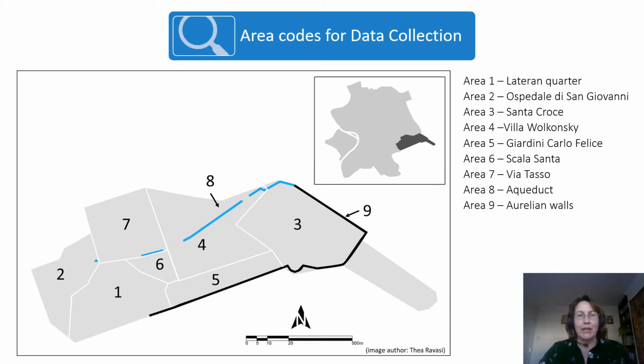In order to optimize our data collection and management strategy, the Rome Transformed Research Area has been divided in 7 districts, areas 1 to 7, and 2 monumental structures that bind the research together: the Neronian Aqueduct, area 8, and the Aurelian Walls, area 9.